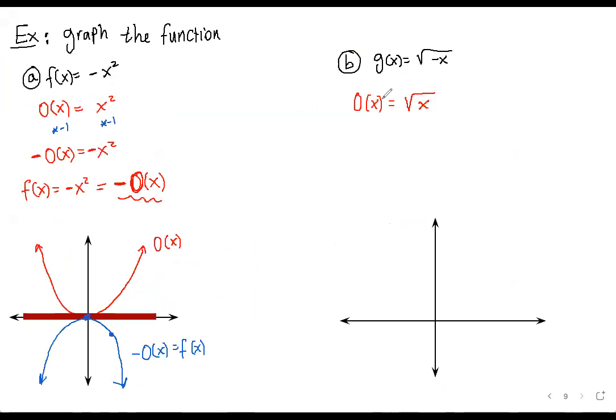Now what I have to do to make the original function similar to g of x, I have to plug in negative x. After I plug in negative x, I get O of minus x equals square root of minus x, and this is equal to g of x, this function. So now to graph g of x equals square root of minus x, which is equal again to O of minus x.